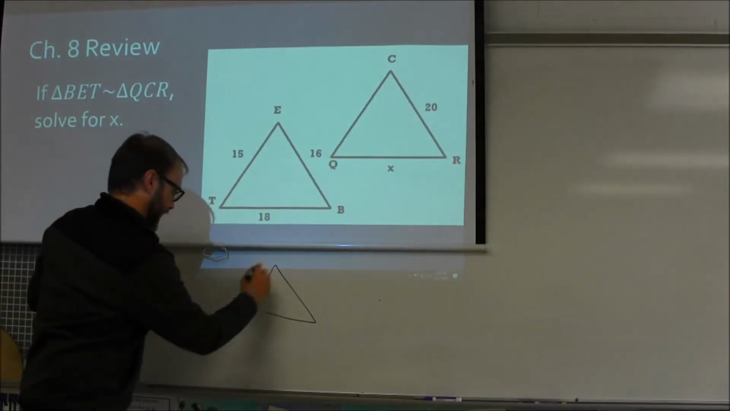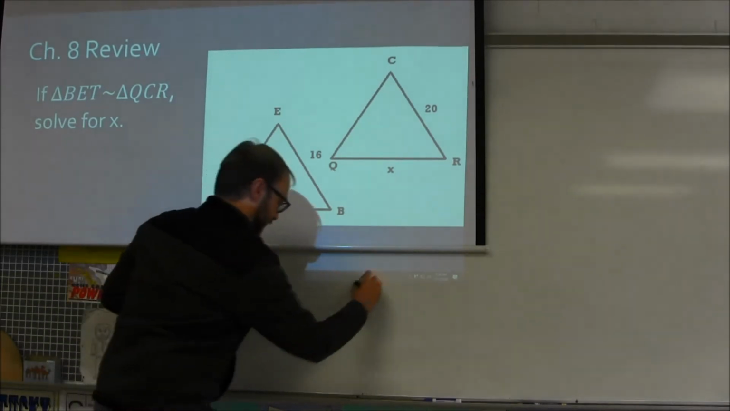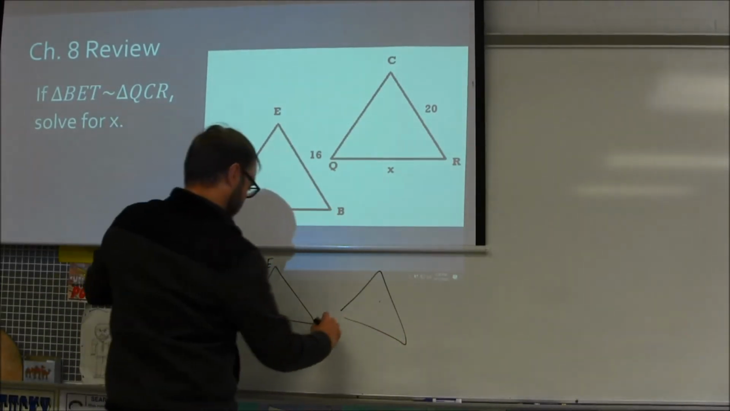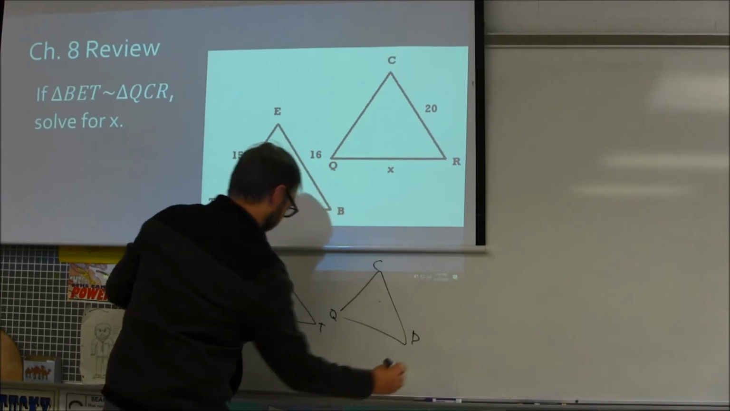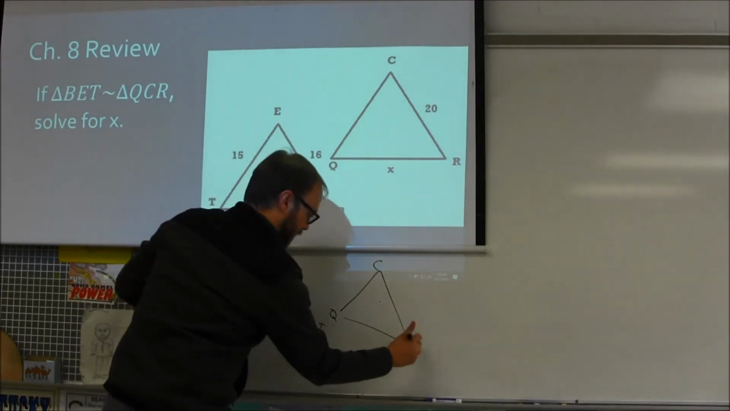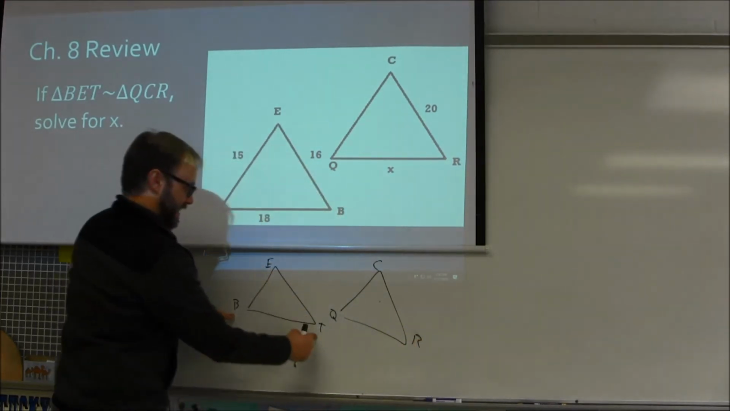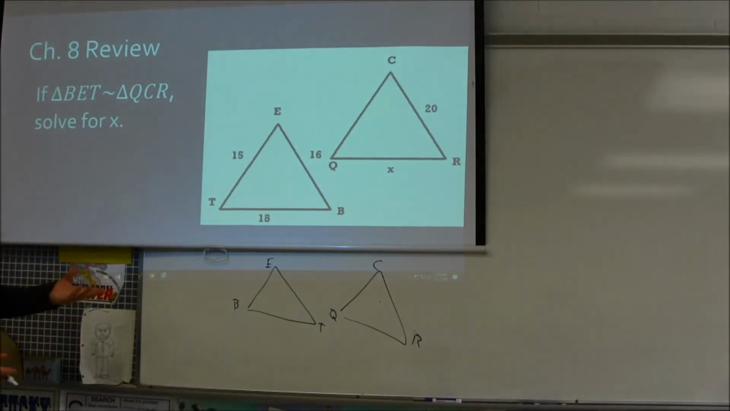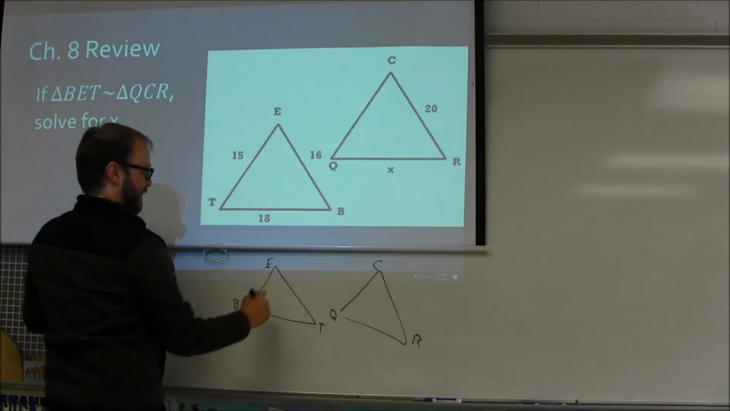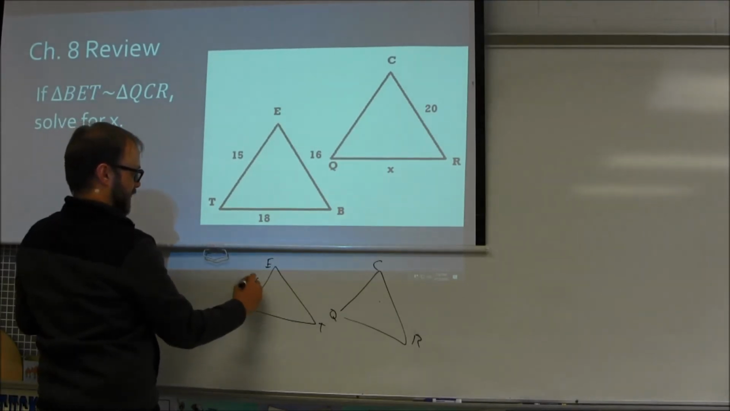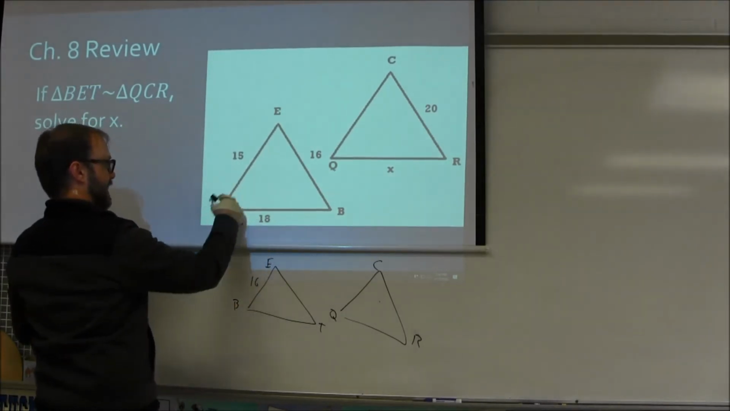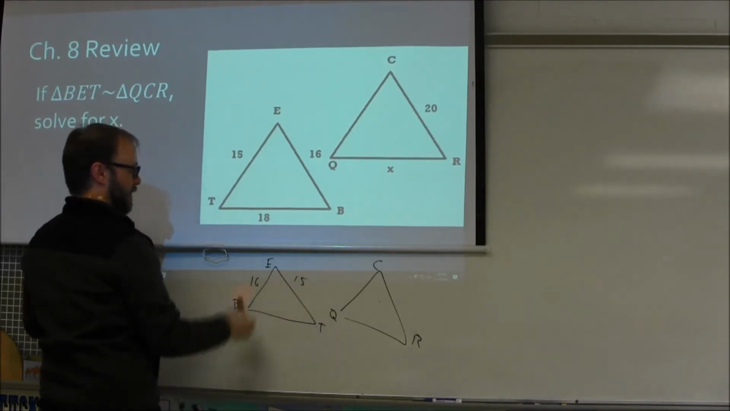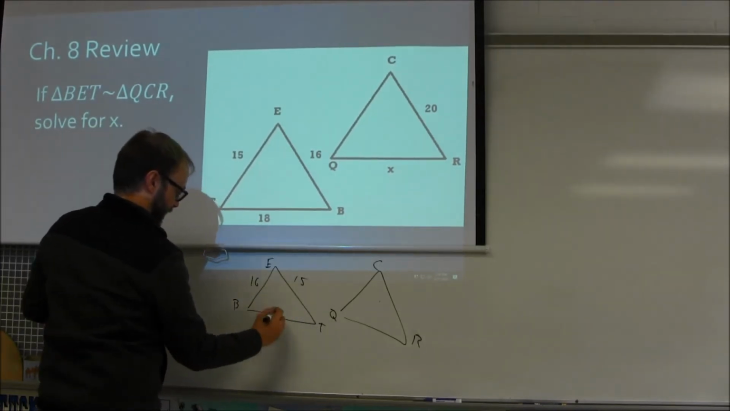So BET needs to match with QCR. BET, QCR, and just label everything accordingly. So BE has a length of 16, looks like. ET has a length of 15. TB has a length of 18.